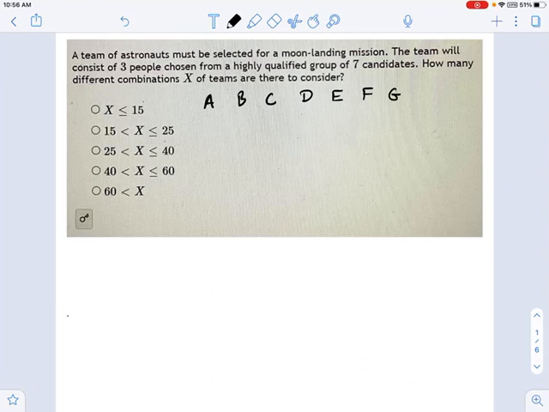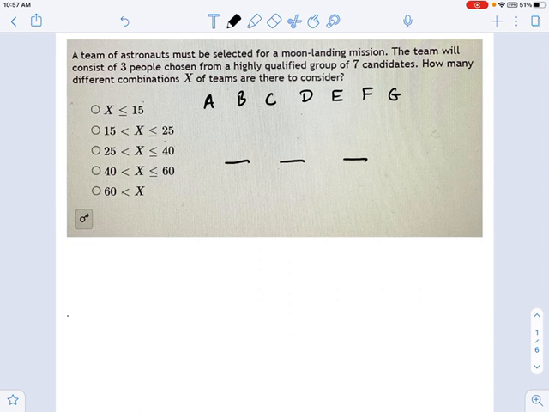How many different ways are there to select a team of 3 astronauts from a group of 7 candidates? That's what we're asking here. And this problem has a trick in it that you may not realize, and we'll get into that in a moment, but I just want to set up, not equations, but a picture diagram of what kind of thing we're talking about here.